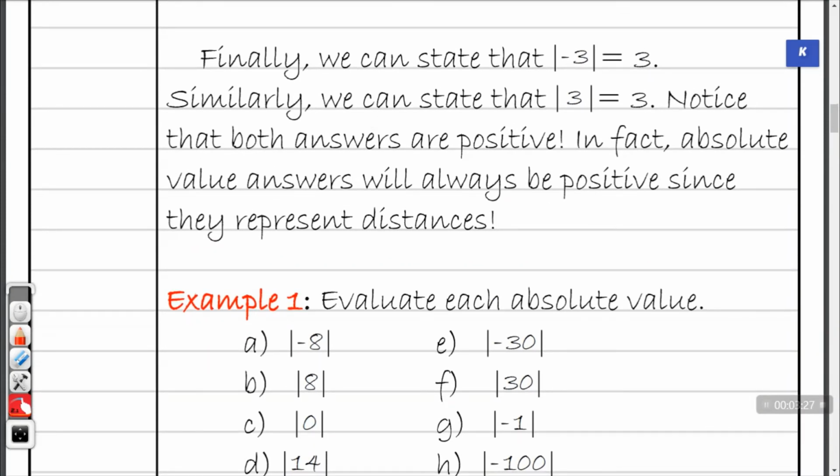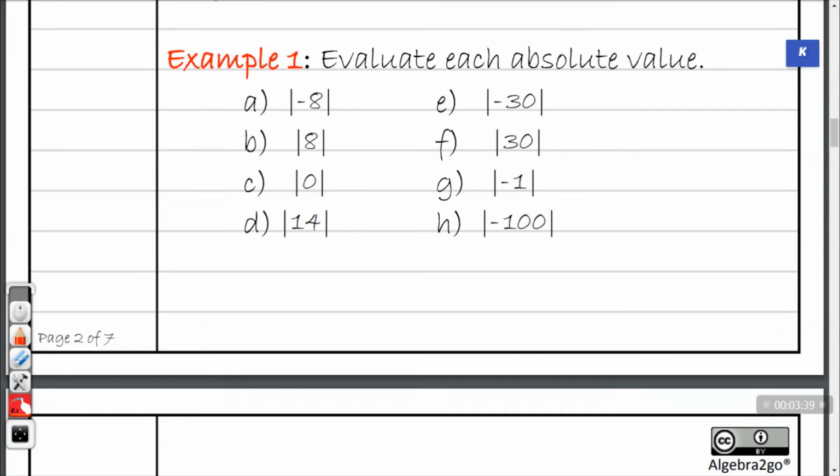Similarly, we can state the absolute value of 3 is 3, as we mentioned earlier, and notice that both answers are positive. In fact, absolute value answers will always be positive since they represent distances. So let's try a few examples down here.